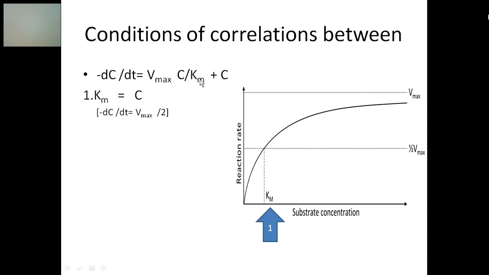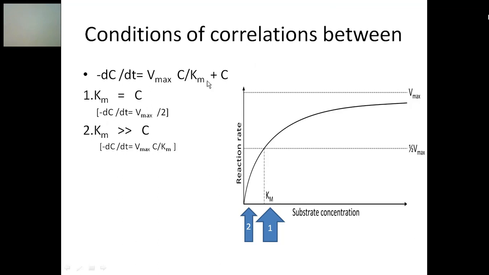Next, for the second consideration, Km is much greater than C, or C is much smaller than Km, which suggests that the concentration value is almost closer to zero over here. It is much smaller, almost zero, but not exactly zero. So this C can be neglected in the denominator because it does not affect the total addition process, and we can write Vmax into C by Km. So this is the equation we get for that.